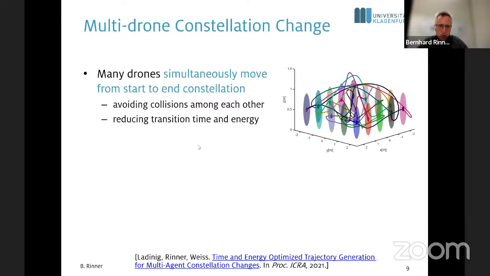Okay, so let's talk about this constellation change approach. How did we do this? As you have seen in the video, we start from known starting points and we want to achieve path planning to known endpoints of the drones of a specific size. We do that to avoid collisions among each other, and we also want to reduce the transmission time and the energy consumption during this constellation change.